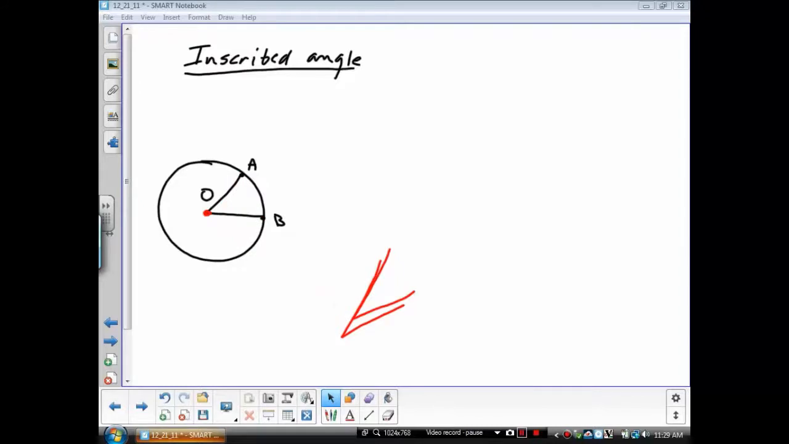So, Branson, is this an inscribed angle? Because it's connected to where? Because this point right here is called the vertex of the angle, and it is on the circle. Okay? So angle APB is an inscribed angle.